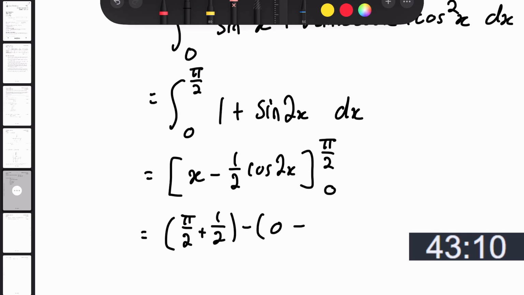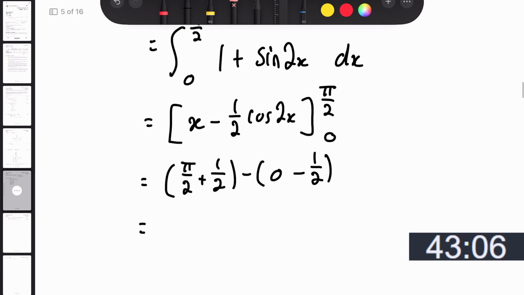Minus 0 minus, just going to be 1, so half. And this is going to be, that negative and negative are going to cancel, so it's going to be 1 plus pi on 2.